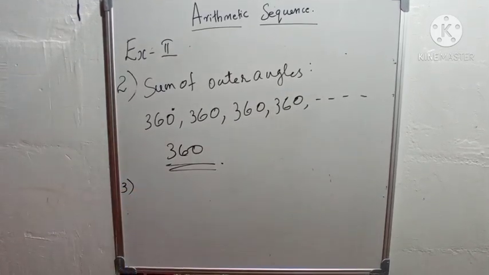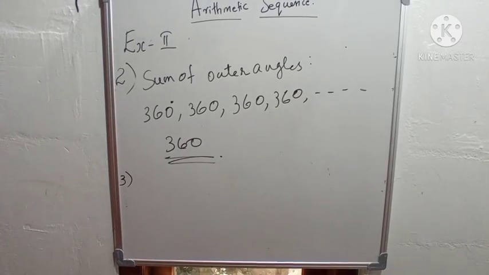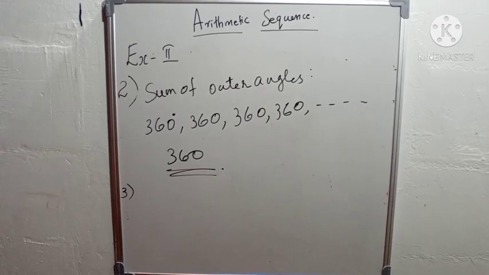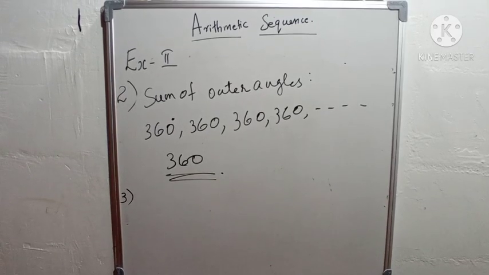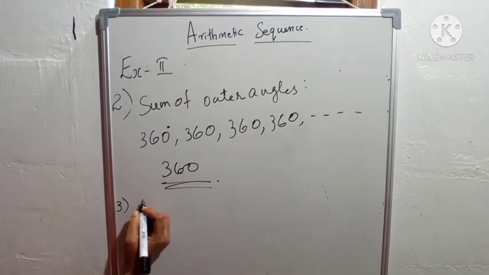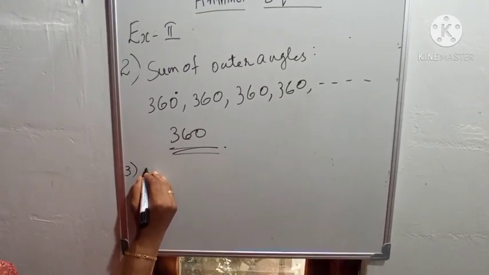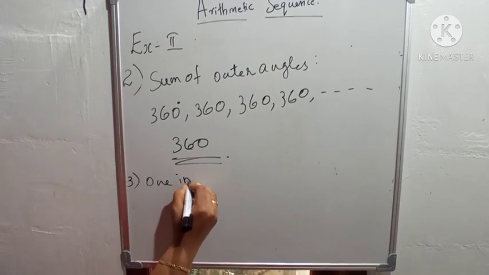Now we need the general form of an inner angle. Now we are going to find out the measurement of an inner angle. We know that the inner angles are like this. For the first, what is the sequence of inner angles? One inner angle.